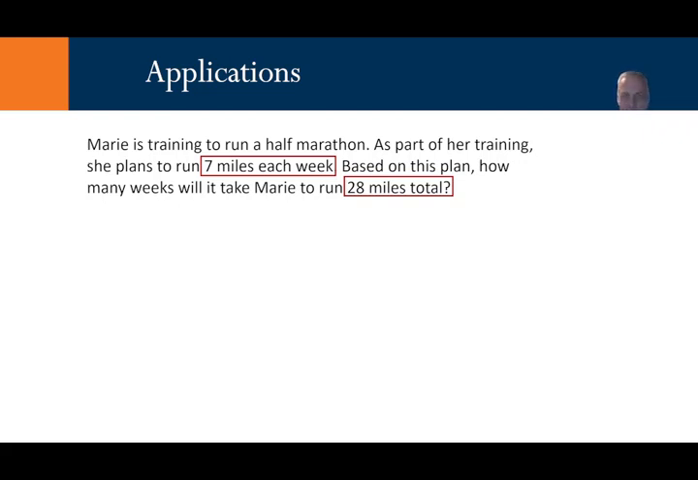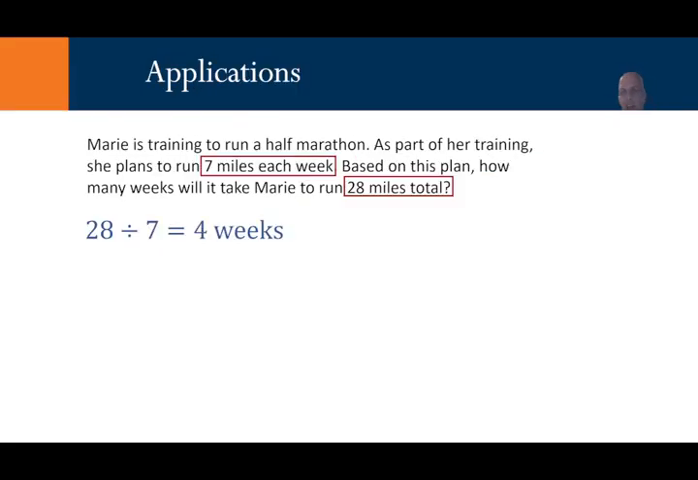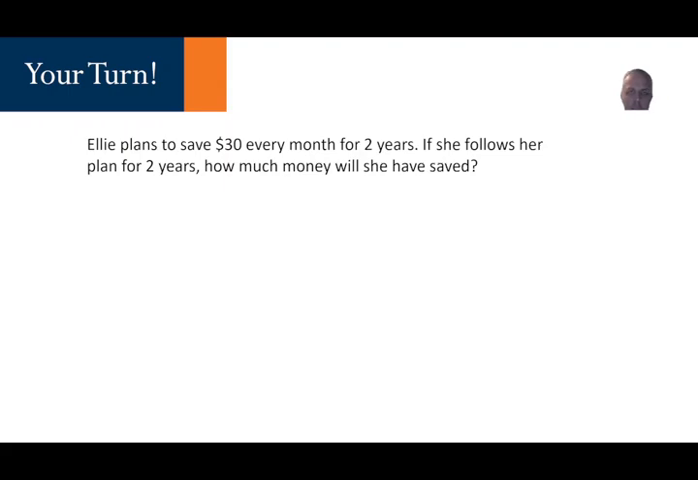7 miles in week 1, another week is 14, another week is 21, another week is 28, so that's 4 weeks. But this is a division problem. 28 miles total divided by the 7 miles per week gives you 4 weeks. That's the answer. And remember the other tip: does it answer the question, and is it reasonable? So it asks how many weeks will it take her to run. 4 weeks, that answers the question, and it seems like a reasonable answer. It's not crazy. Give this one a whirl.